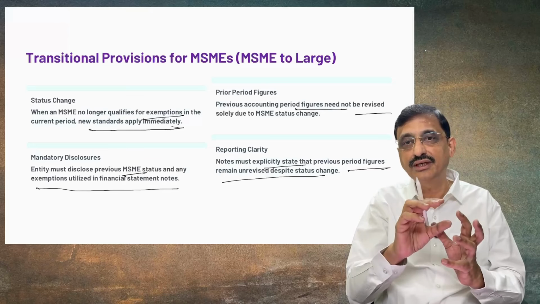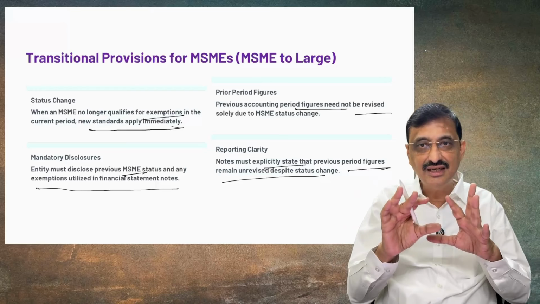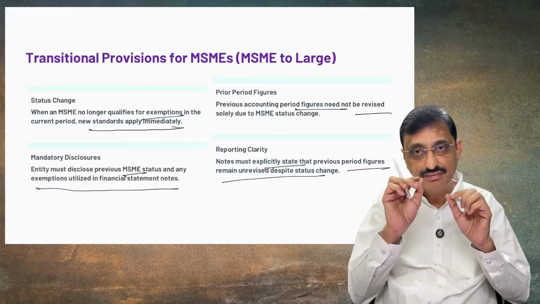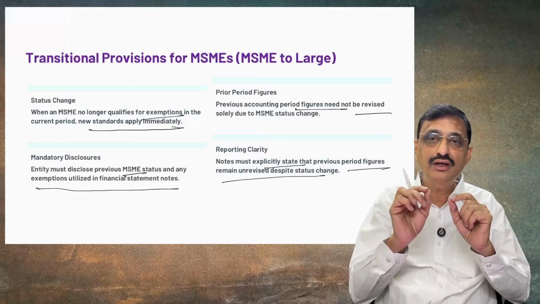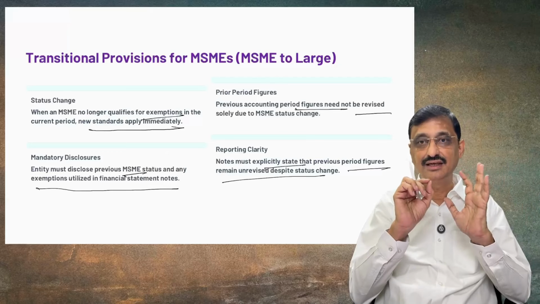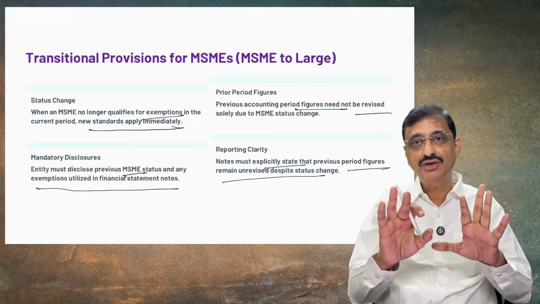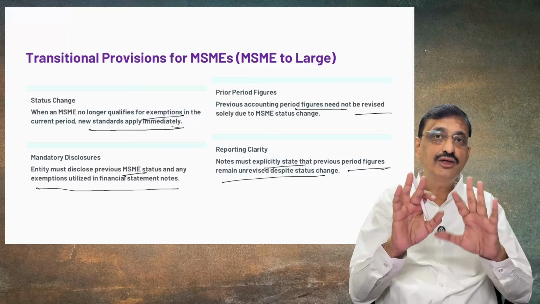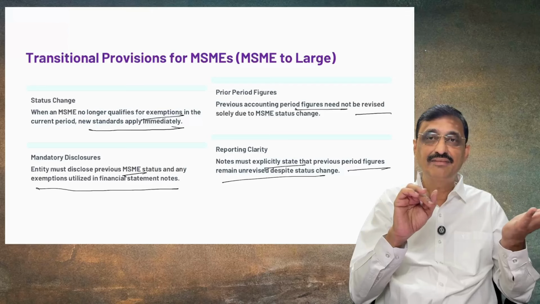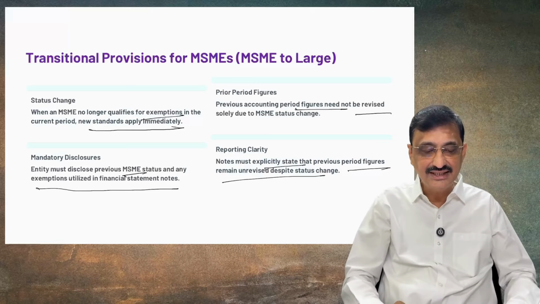And also this note must explicitly state that the previous figures remain unrevised due to the status change. So because you have become large from an MSME, all the standards are applicable for the current year onwards, but you need not modify the previous figures, right? But to this effect, a note has to be given that previous figures were not changed, and also that you were previously an MSME and you have availed certain exemptions. That should be clearly stated.